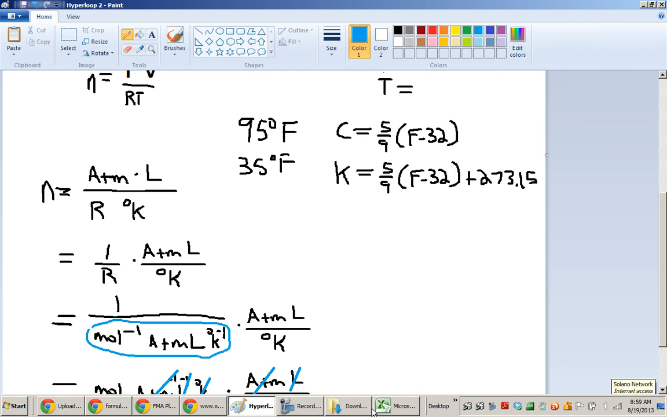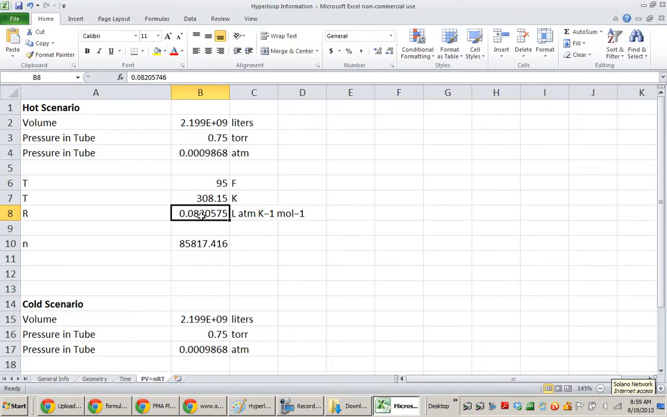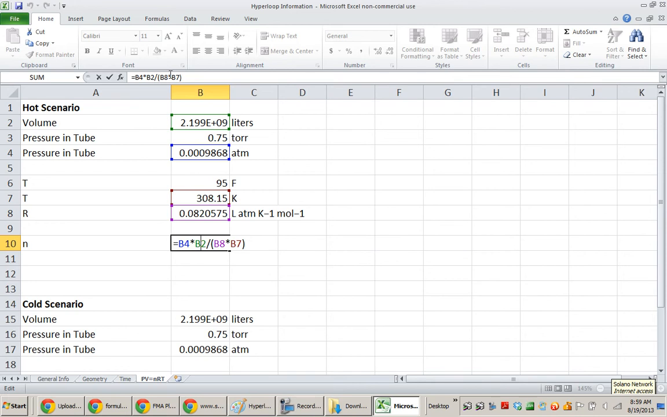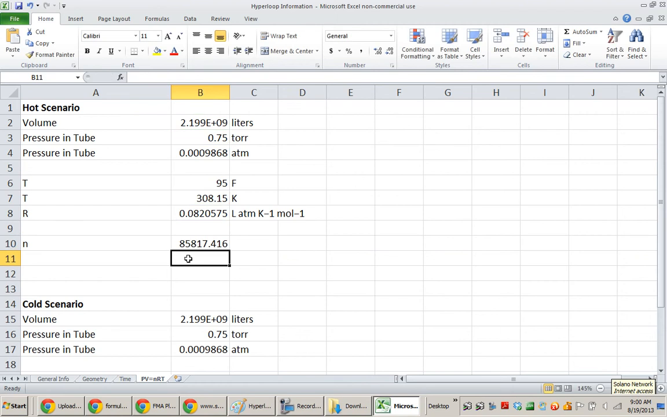So I can look that up, and I end up getting this for R. If I look up the gas constant for those units, liters atmospheres over Kelvin over moles, I get this number, 0.082057, whatever. And I can use Excel to make my life a lot easier. And all I need to do is multiply pressure and volume and divide by temperature and the gas constant. That's what this equation is. And I end up getting this number. And that should be in moles.